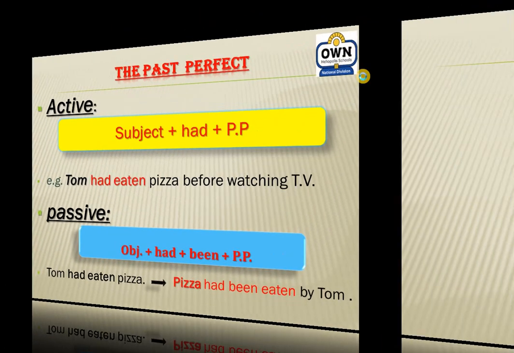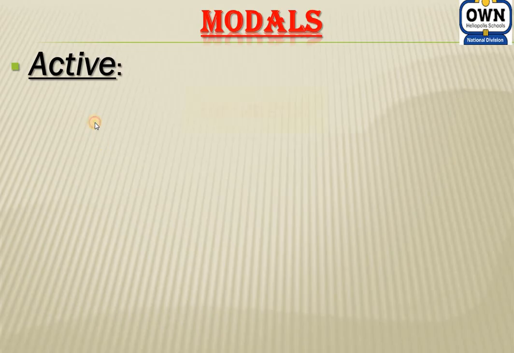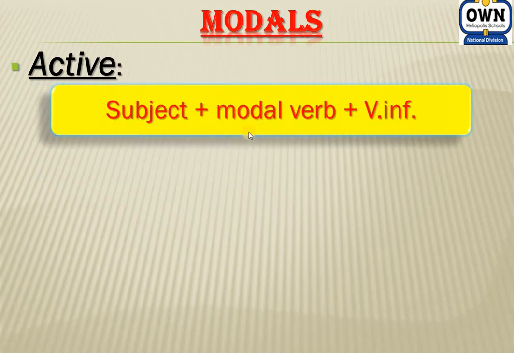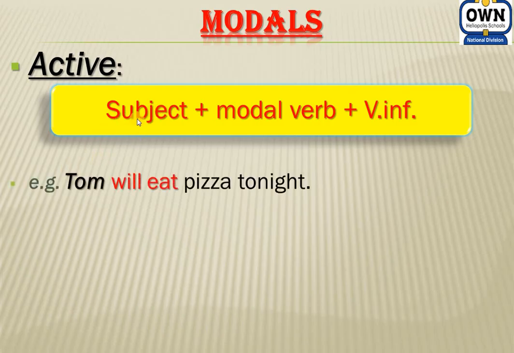Another tense, modals. Modals, as you know, can be will, would, shall, should, may, might, and other verbs. This is the form of the sentence in the case of modals: subject, modal verb. The modal verb is always followed by the infinitive verb without to.